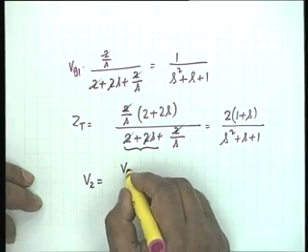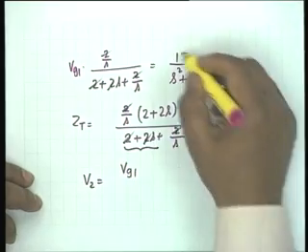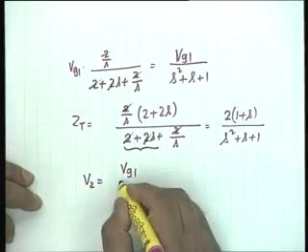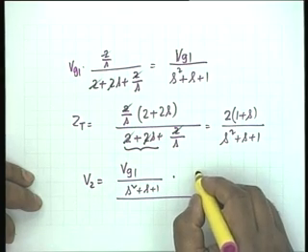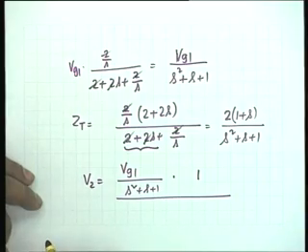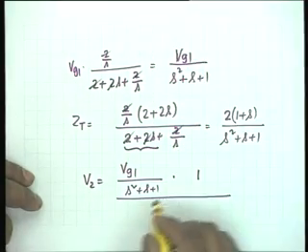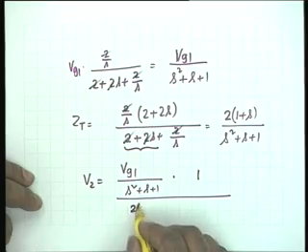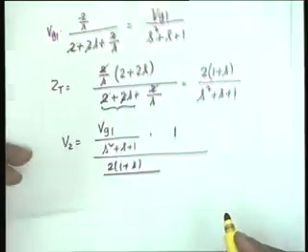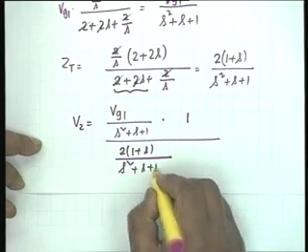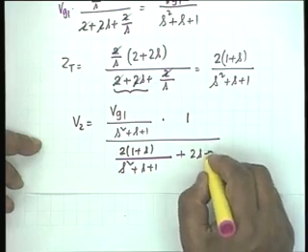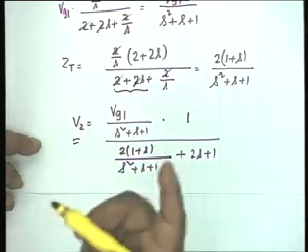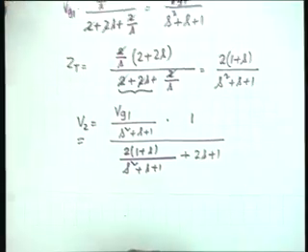Okay. Therefore, my V2 shall be equal to Vg1. I thought you were saying this. There should be Vg1 here. Vg1 divided by S squared plus S plus 1, multiplied by 1 ohm. The voltage V2 is across 1 ohm, divided by the current in this circuit, that is 2 into 1 plus S divided by S squared plus S plus 1 plus 2S plus 1. So, I know V2, I know Vg1, and I simply divide one by the other.